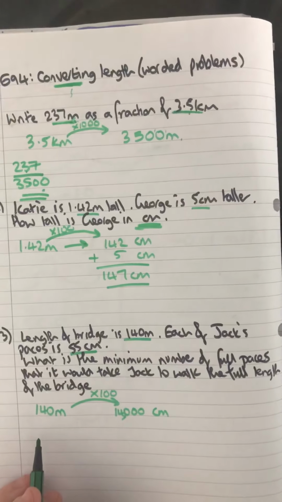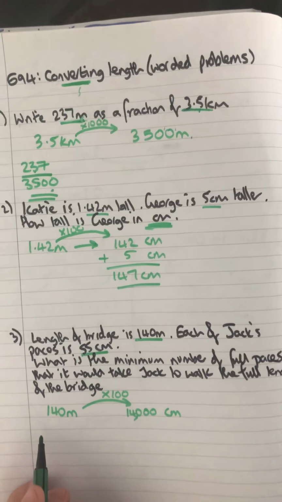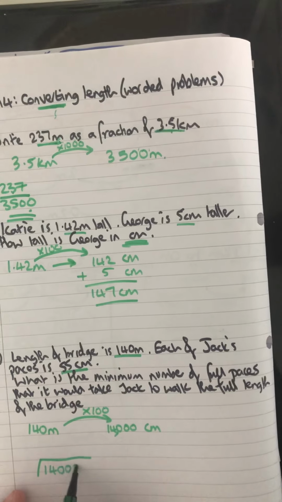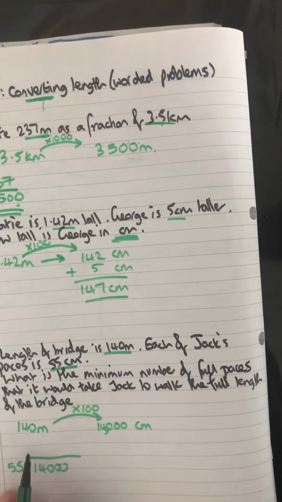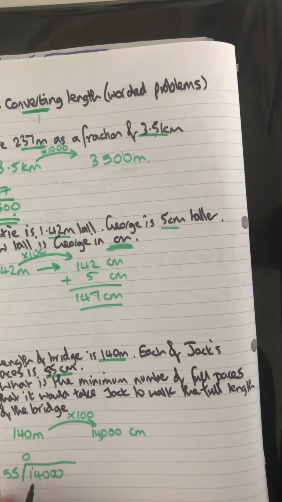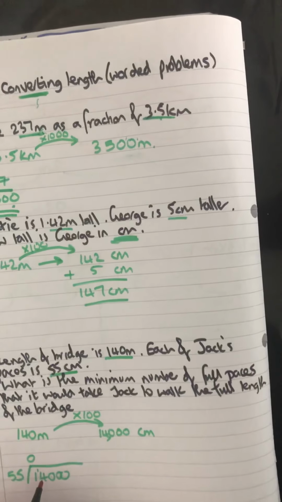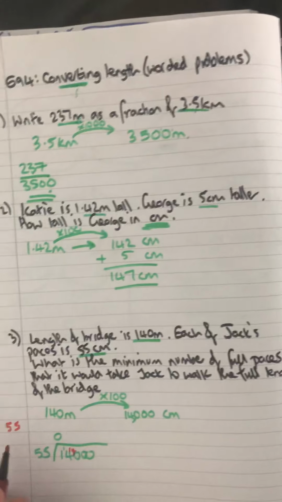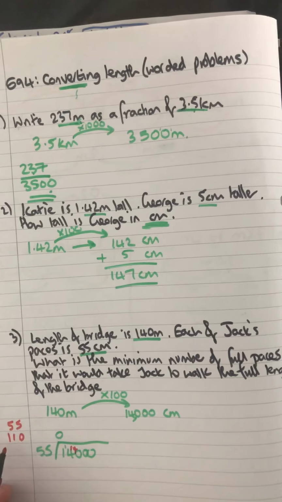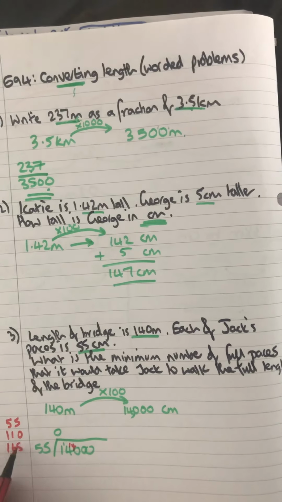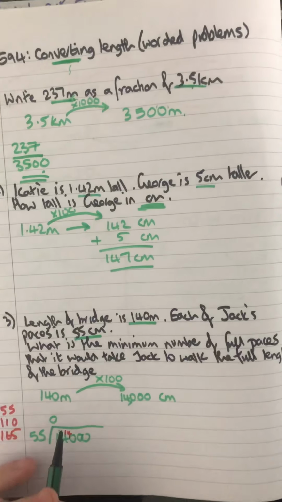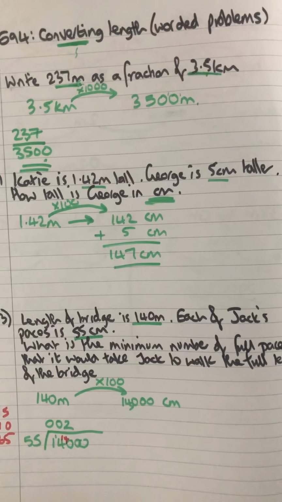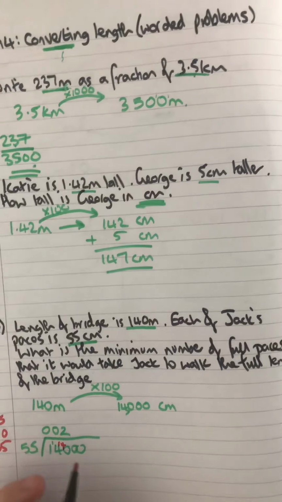So obviously you can do that on a calculator, or if you haven't got a calculator, you can do it using bus stop method. 55 into 1 doesn't go, into 14 doesn't go, sorry, goes into 140. How many times? 55, 110, 165. So it would go in twice. What's left over? Well, you got 30 left over.